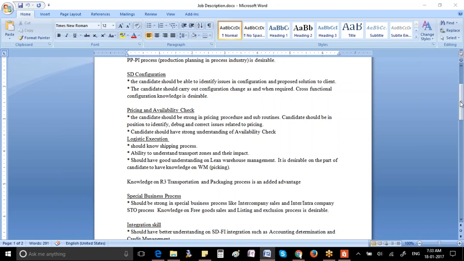Yes. Then my training would be close to 60 classes. 60 times we will be meeting, and 60 into 1.5 is 90 hours. That's my training. Close to 48 classes is SD, and 12 classes is additional concepts. Around 12 into 1.5, around 20 hours will be this.